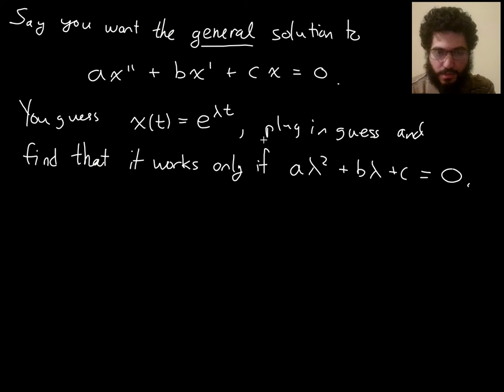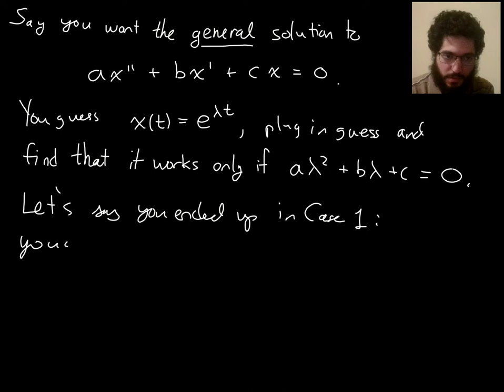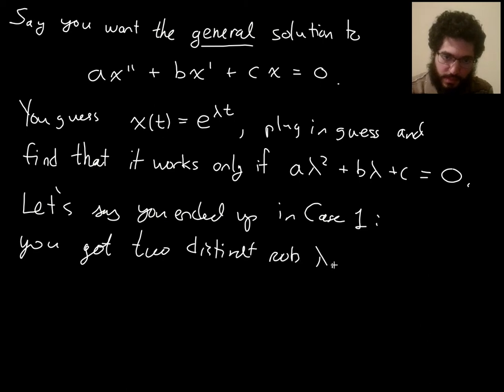So we saw all that last time, and we saw that this leads to a split into 3 cases. Let's say you end up in case 1, the case that I numbered 1 in the last video, which was you got 2 distinct roots, lambda 1 and lambda 2. Distinct means they are not equal.